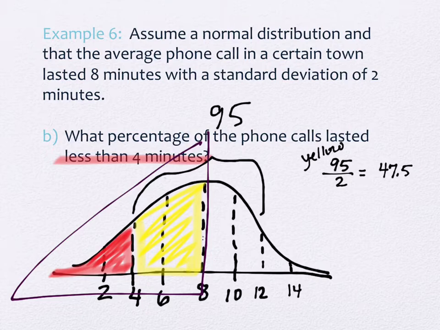Because it's half of the graph. It's half the graph. 50 minus the 47.5. There you go. So we would take 50% minus the 47.5. And what would we get? 2.5. I did that in my head. I'm so proud.